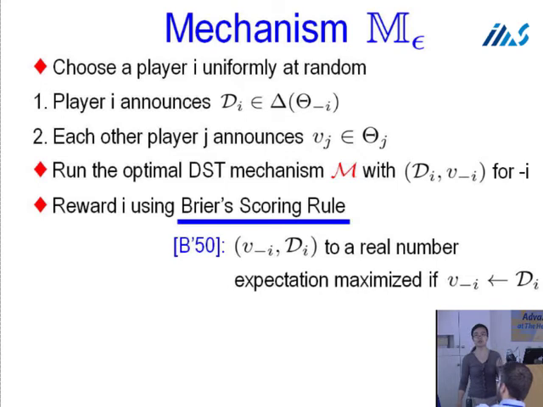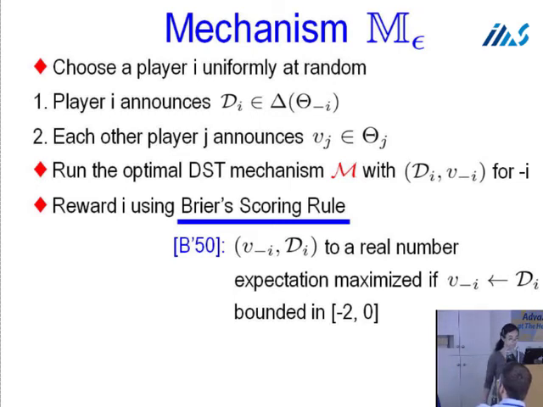if we take expectation over the distribution of v minus I, the expectation is maximized if the valuation is really drawn from this D_i. So if D_i is really a true distribution, this gives player I incentive to contribute his true knowledge. And finally, there's another nice property that the Brier scoring rule is always bounded. Therefore, we can shift it and rescale it, so that the reward we give to player I is always positive but bounded by epsilon, so that we don't lose much.